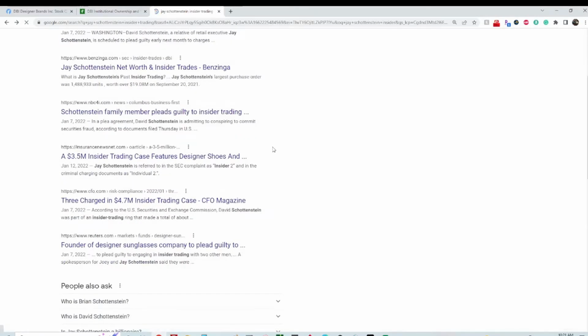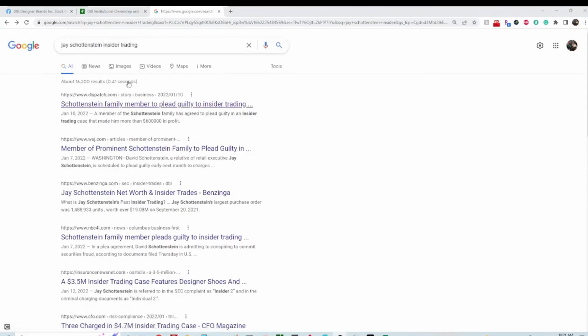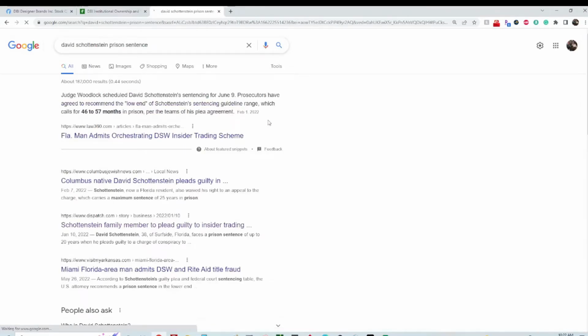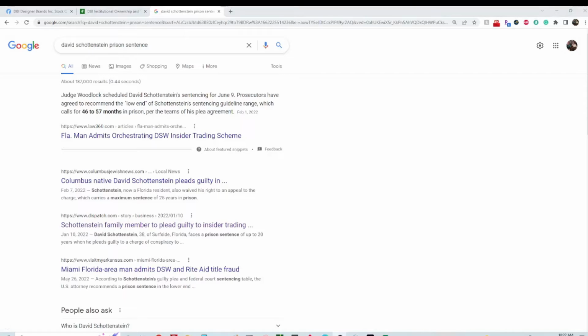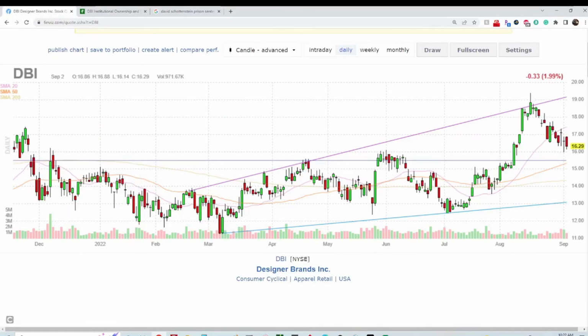So what is going to be the charge? Let's see. So let's David Schottenstein, prison sentence. Okay, it's on June 9th. Well, that would already happen. 46 to 57 months in prison. Oh my God. That is crazy. So that's the drama there. That's not good.